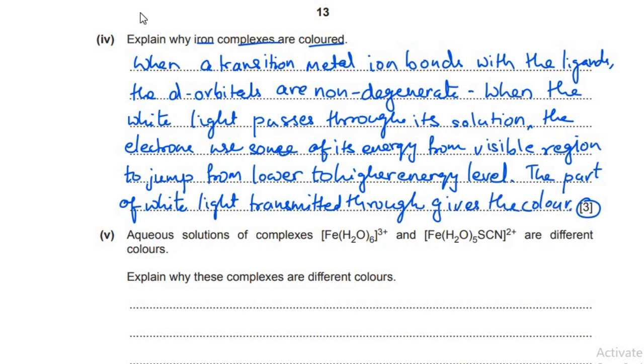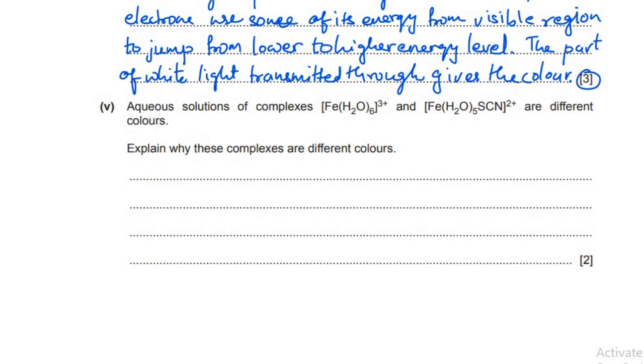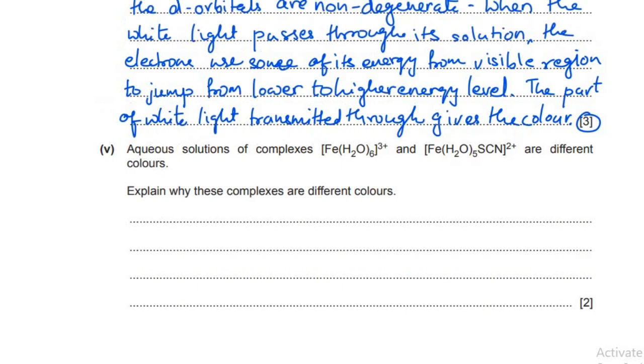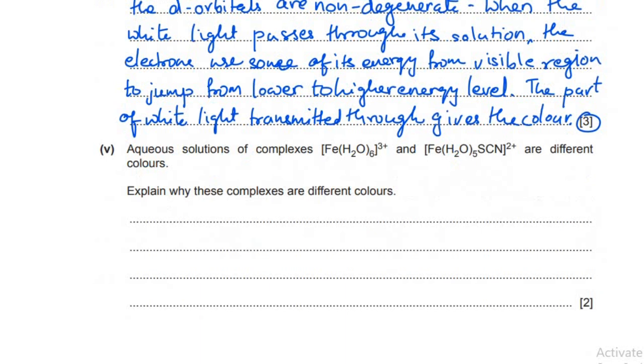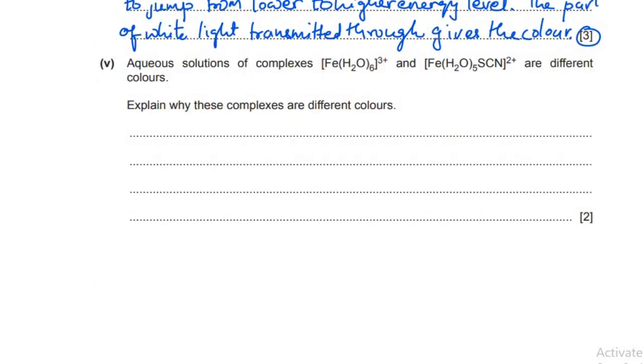I'm ending here as the line also ends, and my explanation is almost over. So here is what we explain in the 3 marks. You need to mention that there are non-degenerate orbitals for the metal complex when it bonds with the ligand, and then the electrons jump absorbing some part of the white light, and the third part is that the transmitted part gives the color, or you can say the complementary light of the white gives the color.